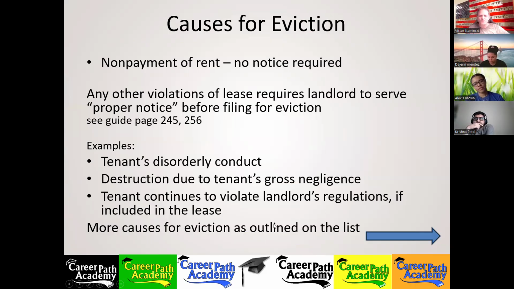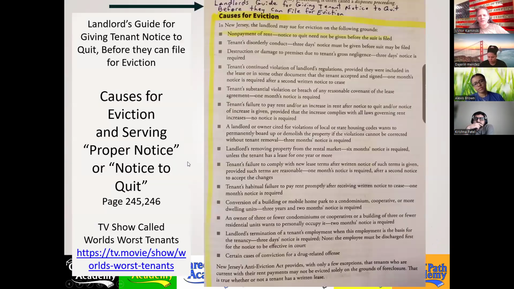Well, here it is. Now, in this version of the book, it is not on one page. It is spread across 2 pages, but it's under the title Causes for Eviction. I wrote at the top over here, Landlord's Guide for Giving Tenant Notice to Quit. So don't throw away this book after you get your real estate license. Hold on to it. There may be some useful information in here that you could reference, like this, especially if you're going to be dealing with renters.